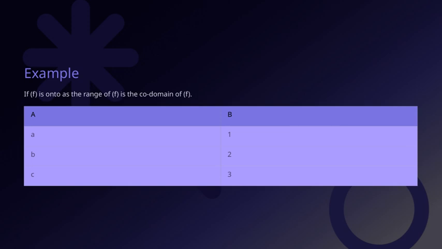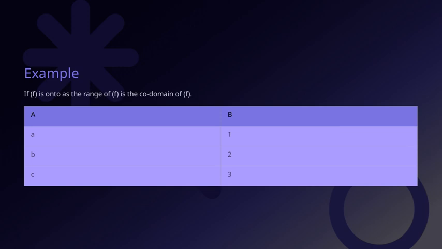To make this clearer, let's consider this simple example table here. On the left, we have elements in the domain, labeled A, which are a, b, and c. On the right, we have elements in the codomain labeled B, which are 1, 2, and 3. In this case, the function maps a to 1, b to 2, and c to 3. Since each element of the codomain is covered by some element in the domain, this function is onto.